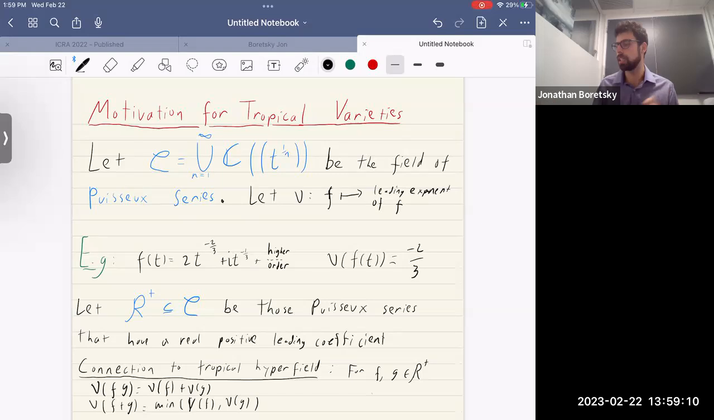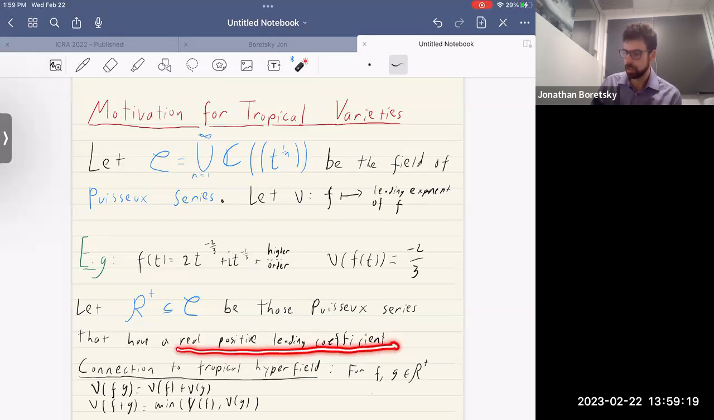And then we're going to look at a subset of the Puiseux series, which we're going to call R plus. And that'll be those Puiseux series that have a real positive leading coefficient. So this example I gave is in R plus because it has a real positive leading coefficient.